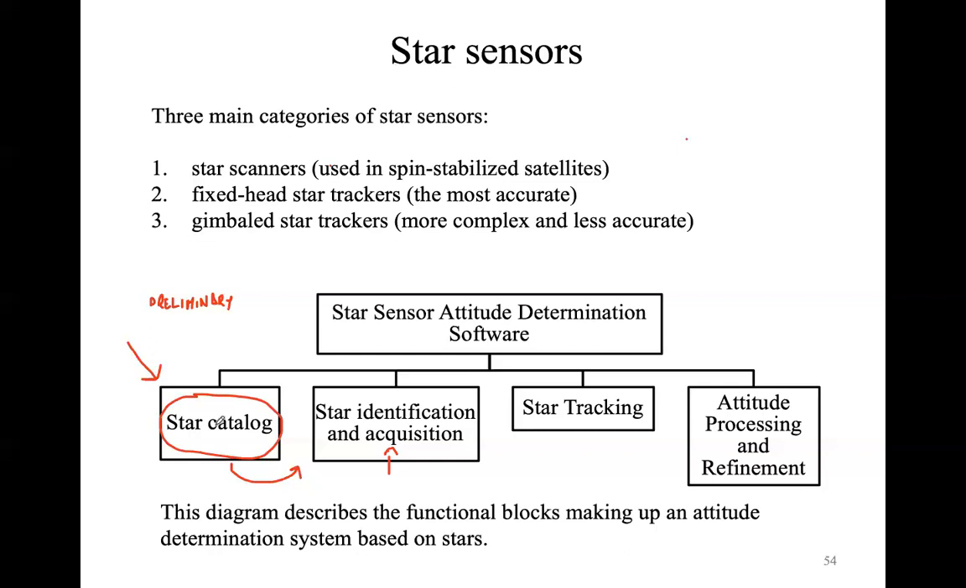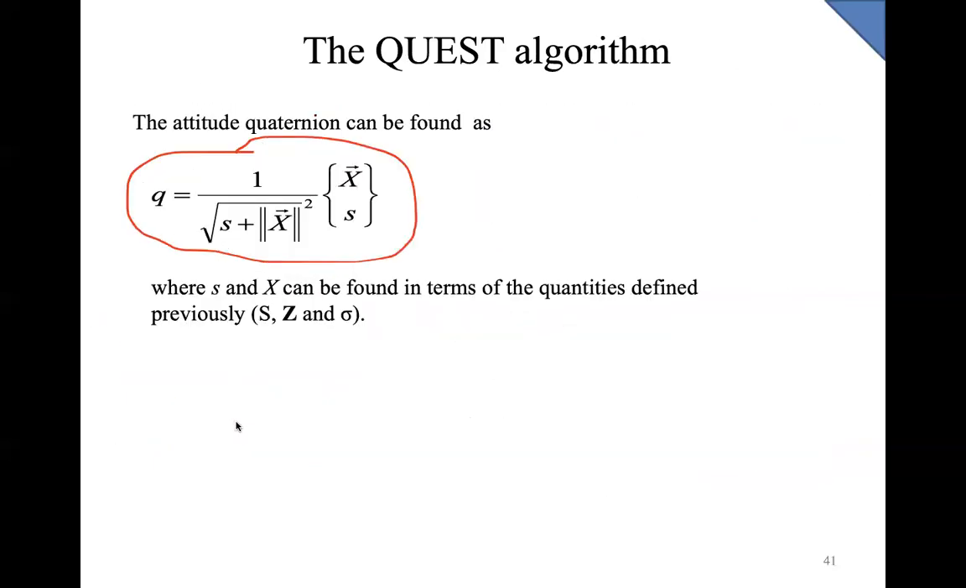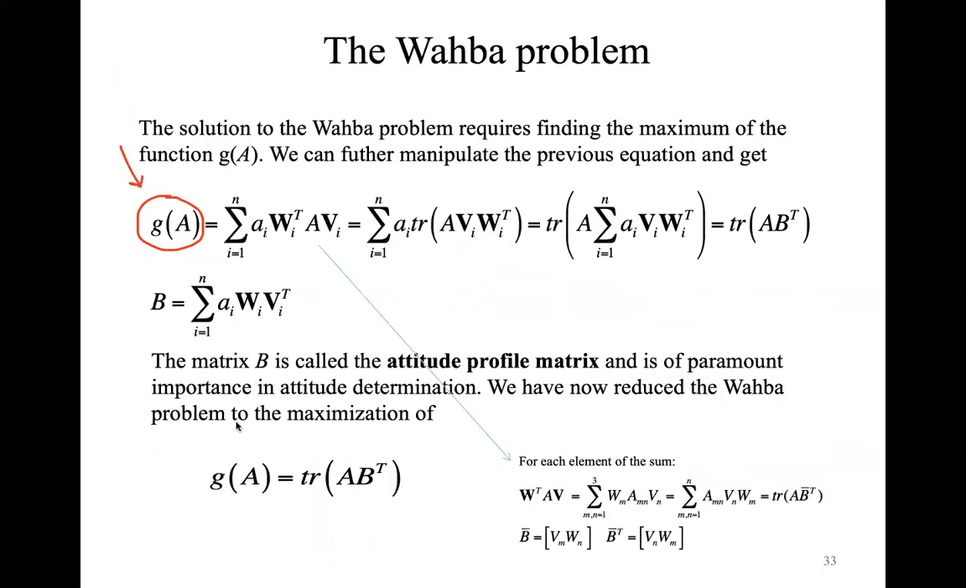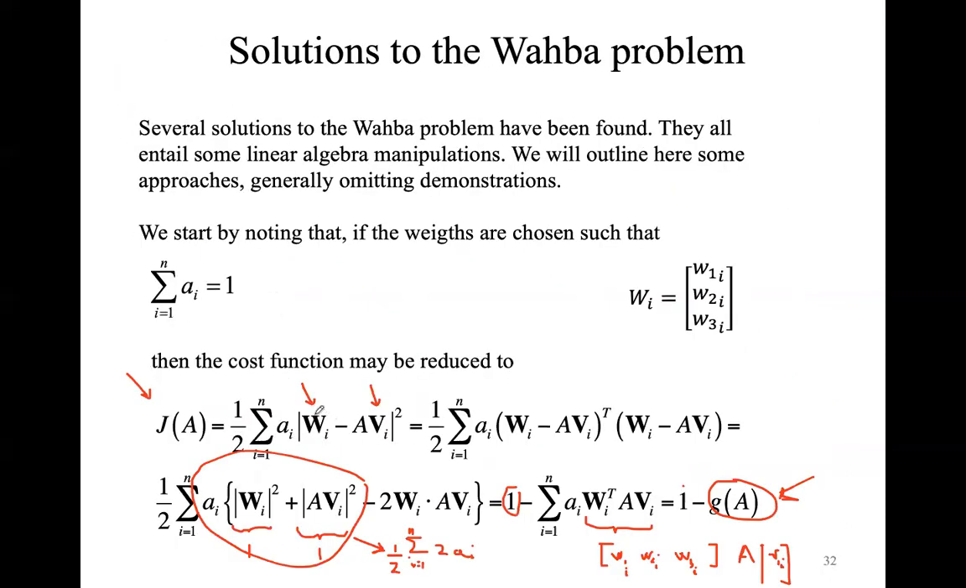Why do you need to know that? Because you're going to match what you are seeing from your instrument to the catalog, which represents your measurement. Translating that into the Wahba problem, your instrument gives you the W, and the catalog gives you your V, so the position of the stars in the celestial coordinates.